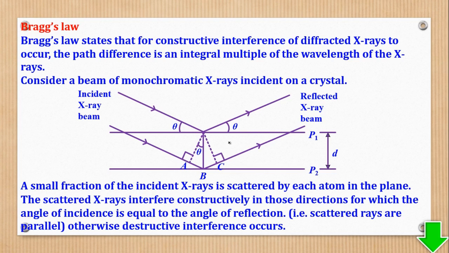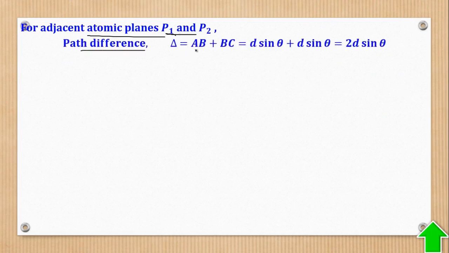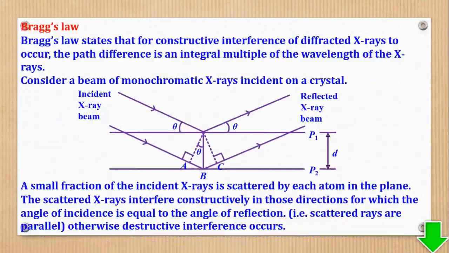Okay, now next will be geometry. For adjacent atomic planes P1 and P2, the path difference, for which this is the symbol, is equal to AB plus BC. So if we go back, here, path difference will be AB plus BC.